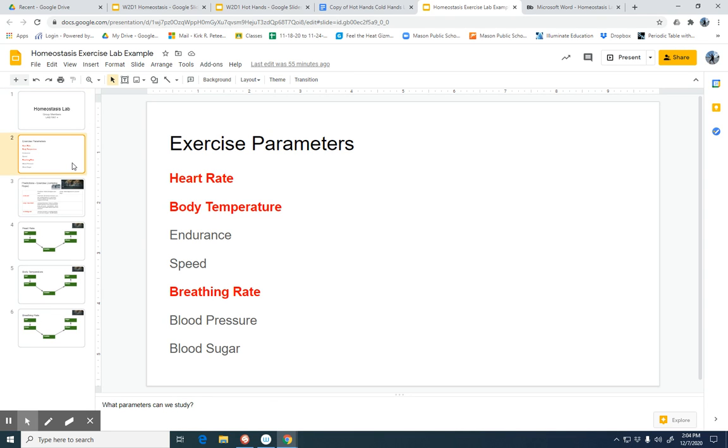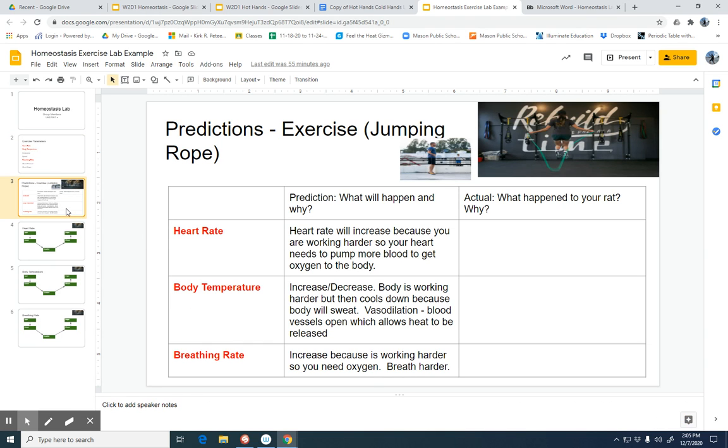We discussed what types of parameters or tests we could do on someone that was exercising. And we decided that these three, heart rate, body temperature, breathing rate, are all the ones that we are going to focus on because we can also do feedback loops for these as well. Other tests include endurance, speed, blood pressure, sugar. We may dive into these, but they'll be in separate situations. We made predictions on what would happen with our heart rates, our body temperature, and breathing rate. And we worked in groups when we made those.